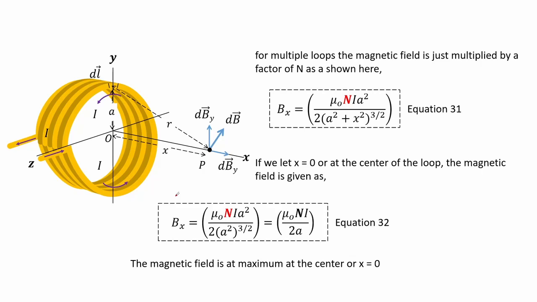For multiple loops, the magnetic field is just multiplied by a factor of N, as shown here in equation 31. This shows mathematically that looping the wire multiple times increases the amount of magnetic field. If we let x equal 0, or at the center of the loop, the magnetic field is given as equation 32. At this position the magnetic field is at maximum, and when we move far from the center the magnetic field decreases in strength.